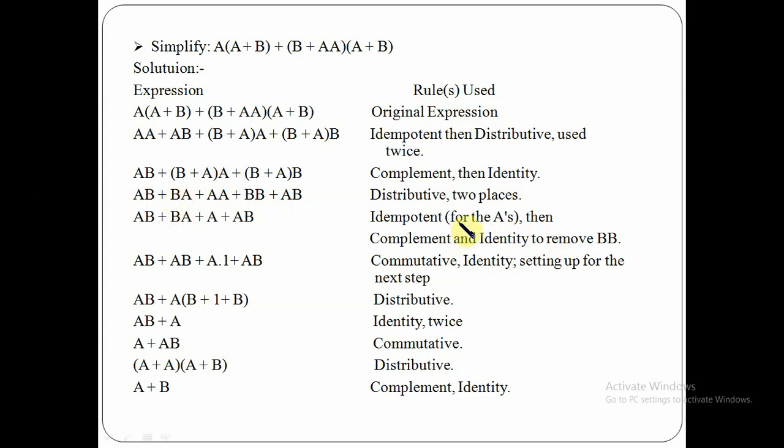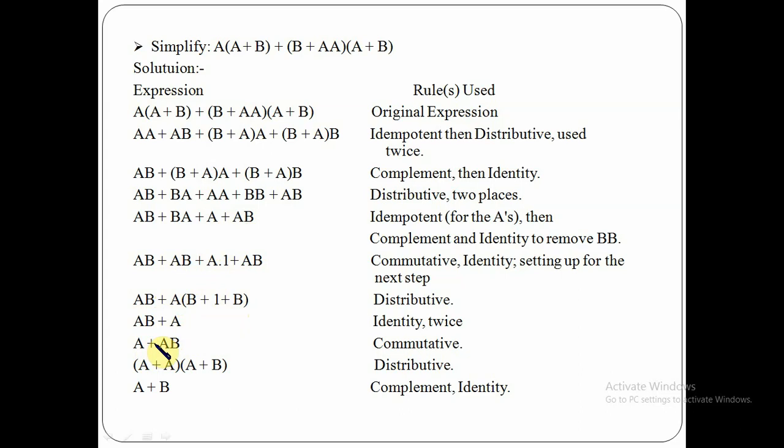Here, also given for the A, then complement the identity and remove the B. Okay, then AB plus AB, here we apply the identity law for that single term AB. Now the next step: the A term gets taken outside, and what remains is B, the 1 and B, means we get AB plus A, that is A plus AB, that is the commutative.